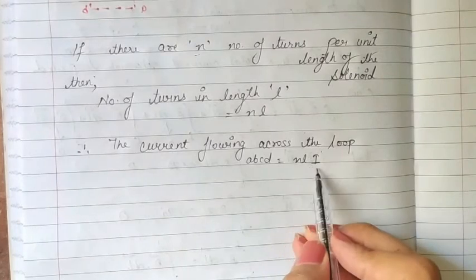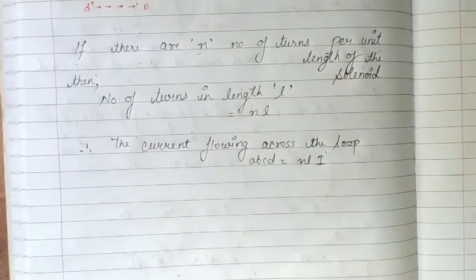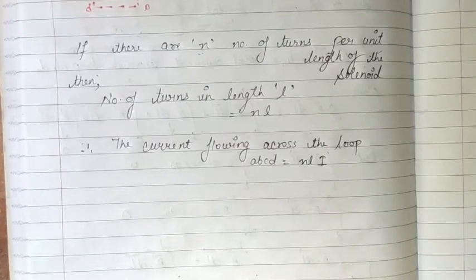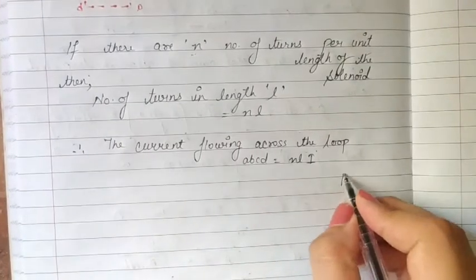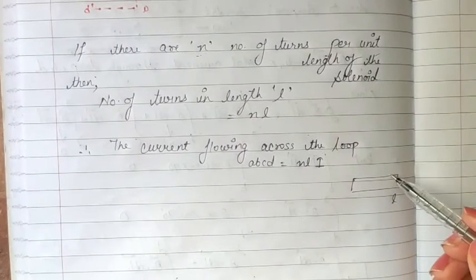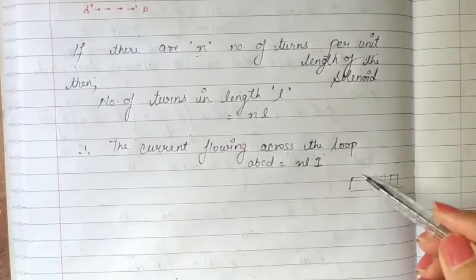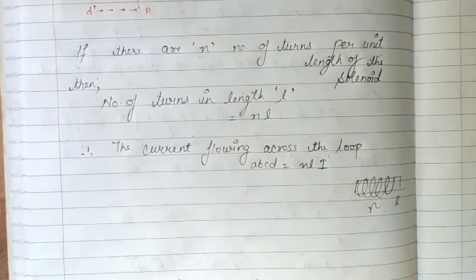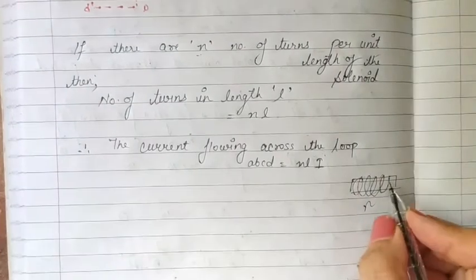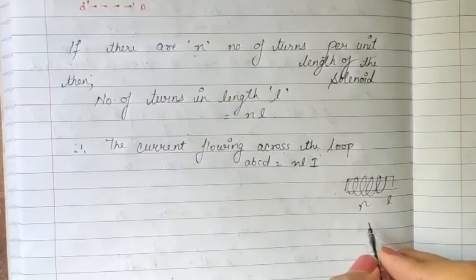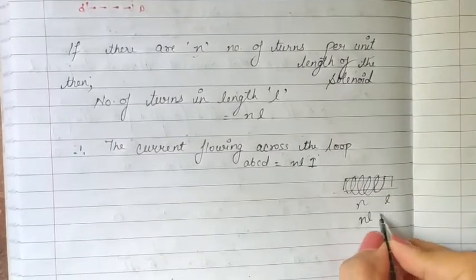Suppose the solenoid that we have considered has current I flowing across it, and the section that we have considered is of length L. Suppose this is the section that we have considered of length L, right? And this section contains n number of turns, and each turn has current I flowing through it, so the total current flowing through this section is nLI.